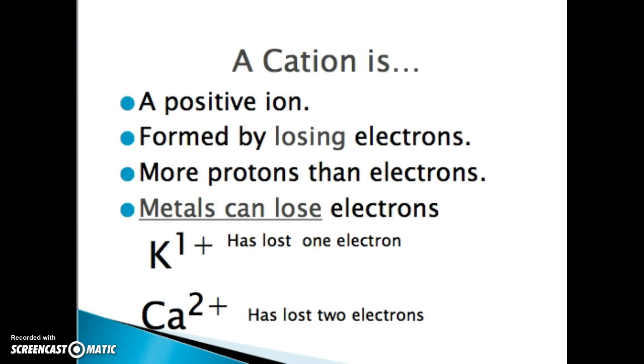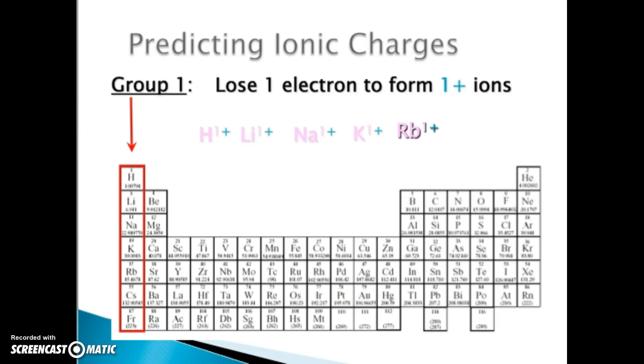On the other hand, you have a cation, which is a positive ion. You become positive by losing electrons, which means now you're going to have more protons than electrons. Metals are the players who tend to do this. We've seen examples like K +1. Remember that we're looking at the top right-hand corner of the periodic table. When you see +1, that really means you lost 1. Ca +2 means you lost 2 electrons.